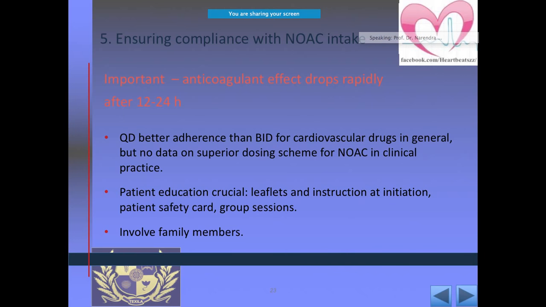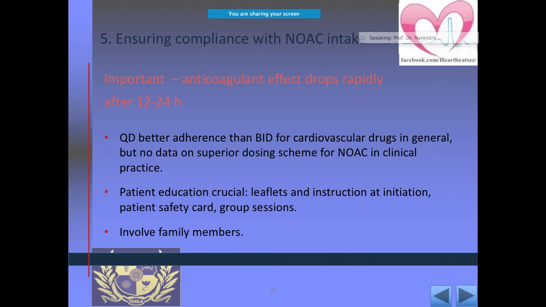I'll come to those points one after the other. What is really happening is that within 12 to 24 hours, the anticoagulant effect tends to drop rapidly. So that's why it is very important to ensure compliance with the drug intake.